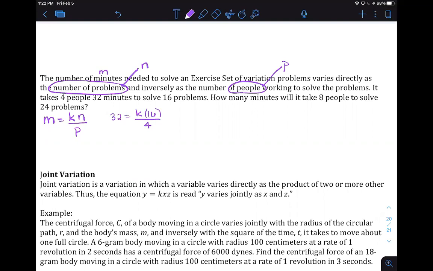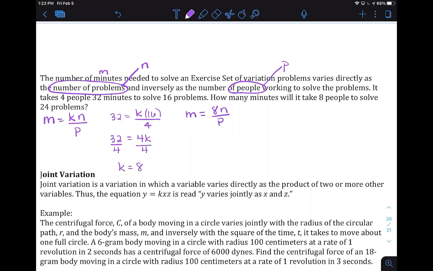Well, what's 16 divided by 4? So 32 equals 4 times k. Divide by 4. And what's 32 divided by 4? 8. So our new formula, m, the number of minutes, equals 8 times the number of questions divided by p, the number of people.